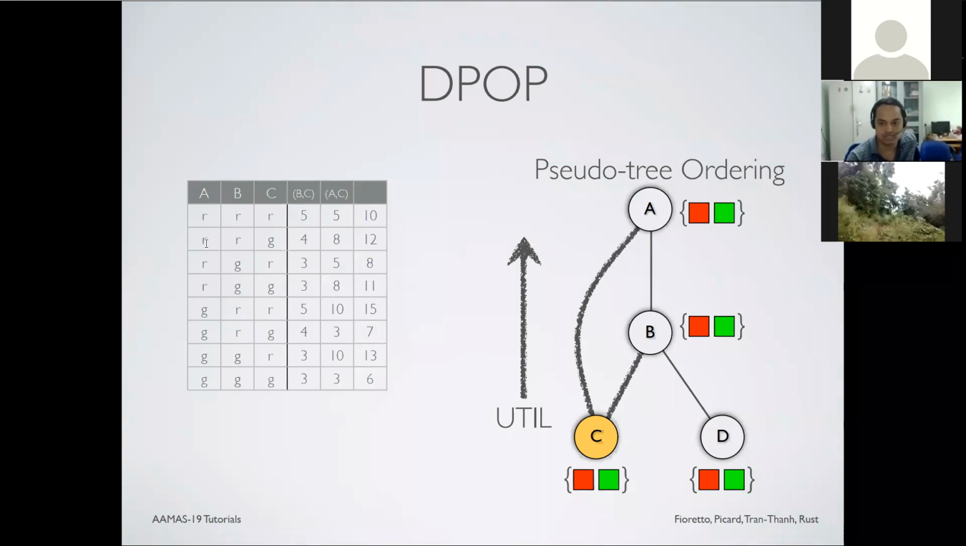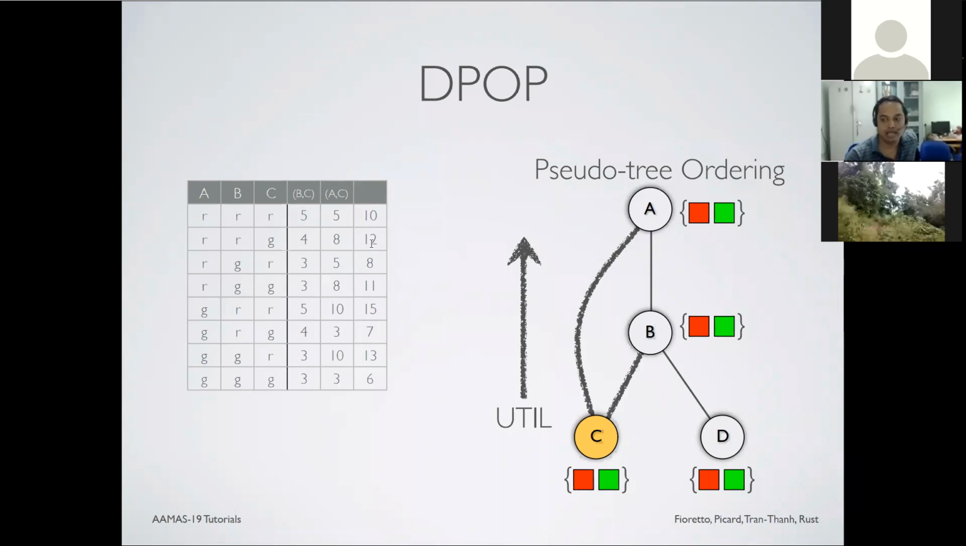Now we are choosing this combination RRG. So BC, R and G, that gives you from the table 4. AC, R and G, that gives you 8. So the total value is 12.